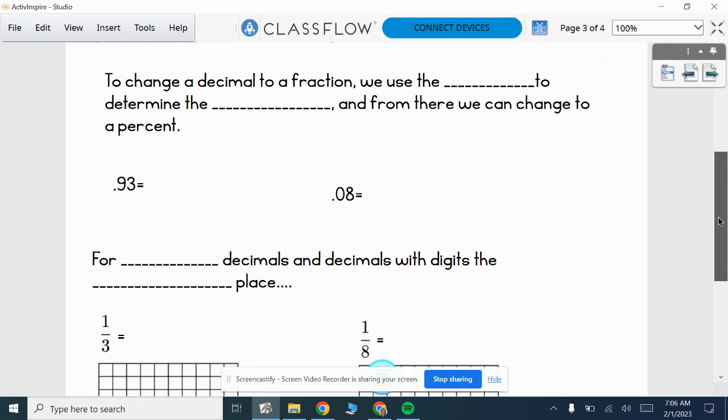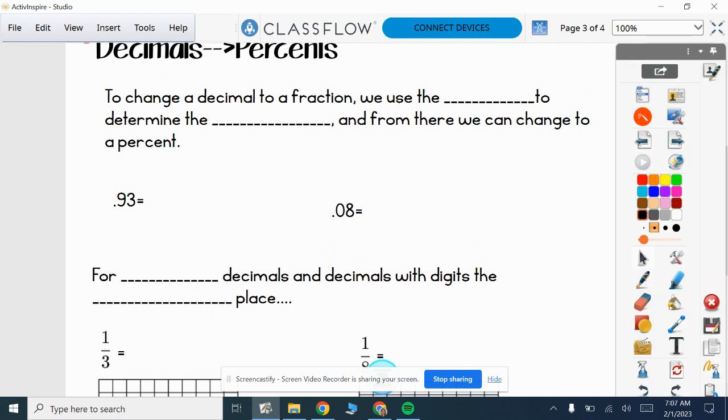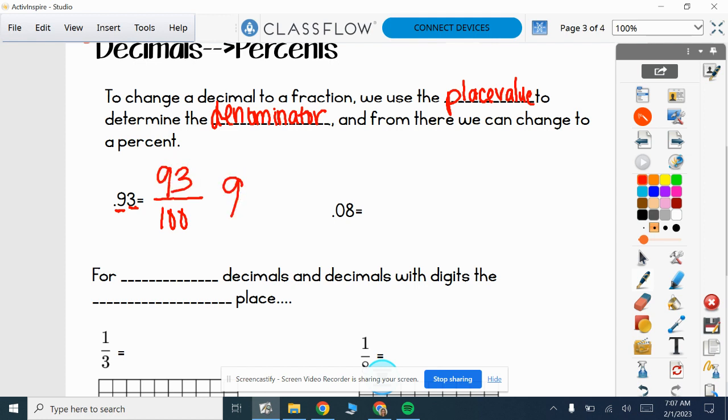To change a decimal to a fraction, we use the place value to determine the denominator. And from there, we can change to a percent. So we've got 0.93. We've got 2 place values, tenths, hundredths. So I know this is going to go over 100. 93 hundredths. So I know it's 93%.